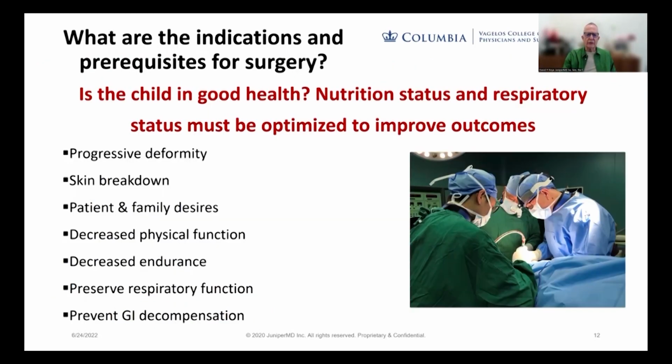What are the indications and prerequisites for surgery? Is the child in good health? Is the nutrition status and respiratory status optimized? We want to perform surgery when we see progressive deformity, when there are skin problems. We always want to know what the patient and family desire. And we want to decrease the chances for the loss of physical function and try to maintain endurance. We want to preserve respiratory function and prevent GI decompensation.